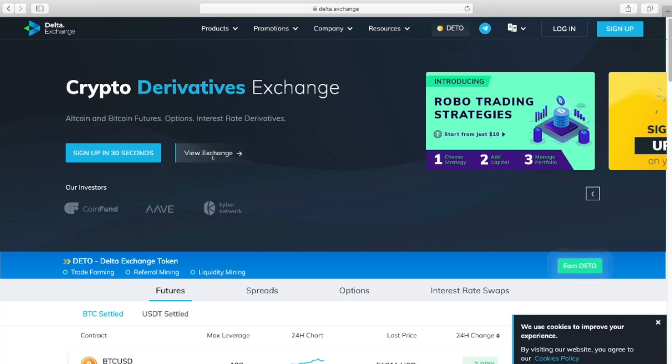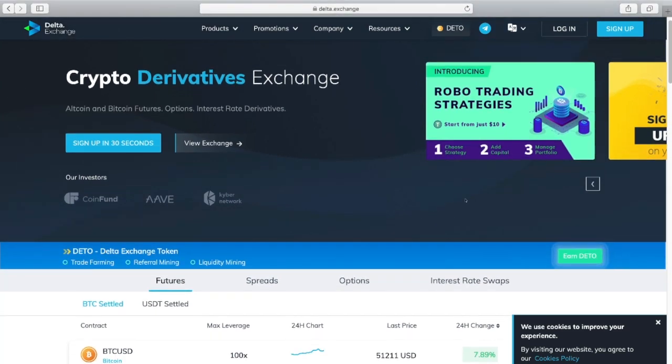Like we see here, we have a lot of investors in this exchange. We have QuantFound, we have Ivy, we have Kyber Network. A lot of things we'll talk about: Robo trading, and we'll talk about DETO. I think it's very interesting, and this project gives a lot of things to get involved in.